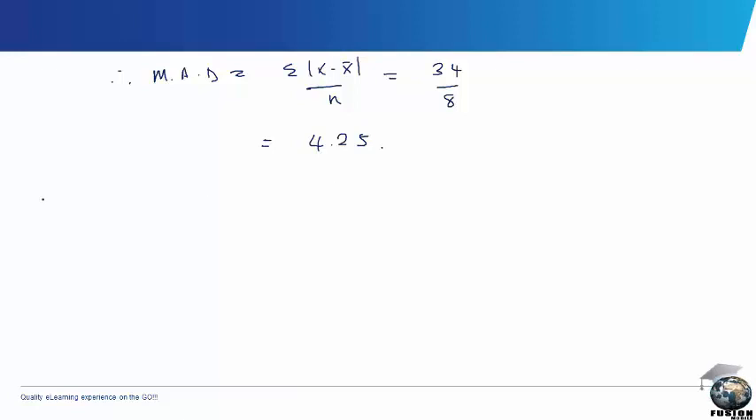All right, so we go into the next topic, the variance and the standard deviation.